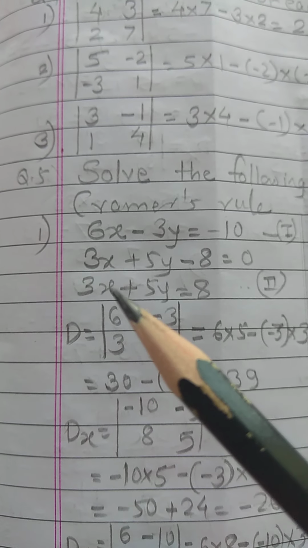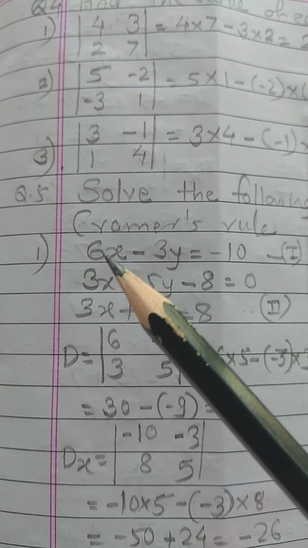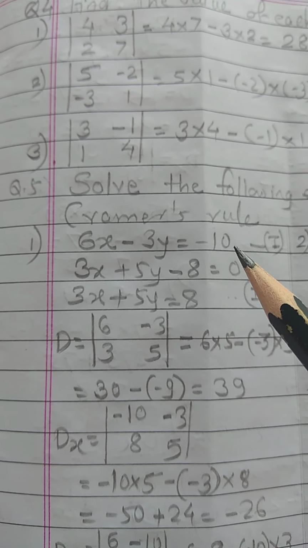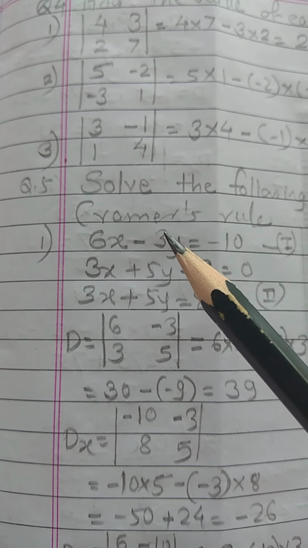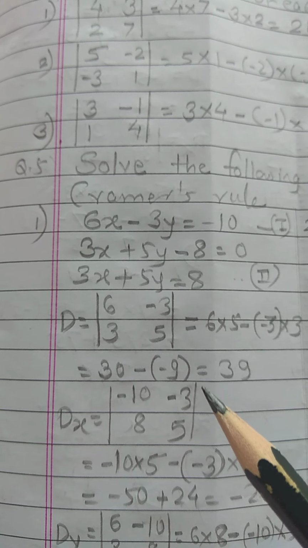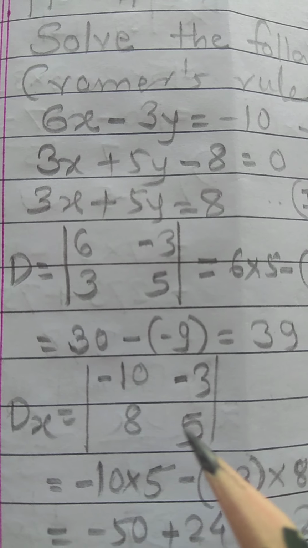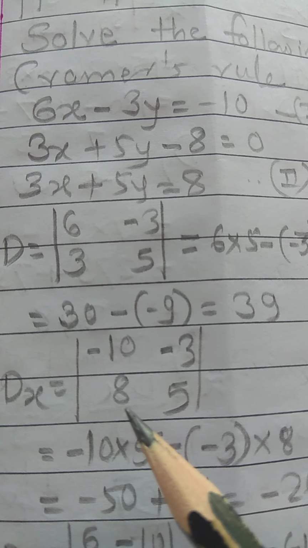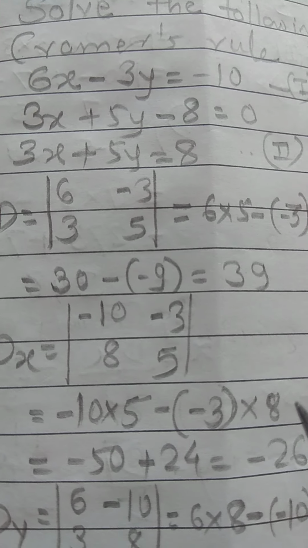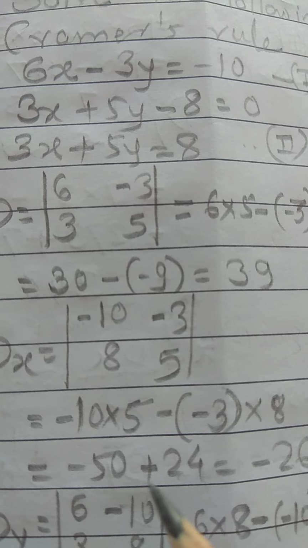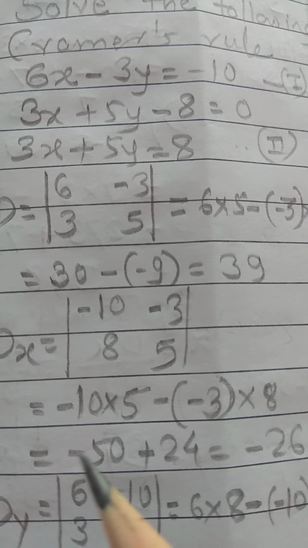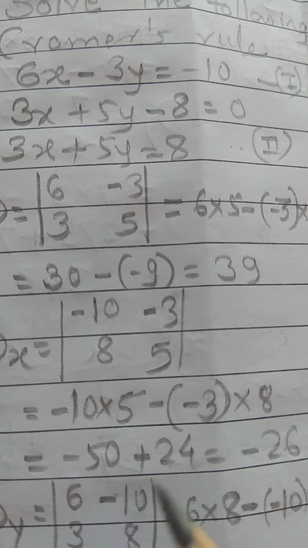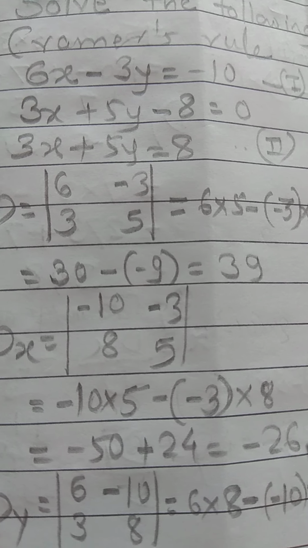For dx, we will not write the coefficients of x. In place of that, we will write the constants from the other side. So it is minus 10, 8. Coefficients of y as they are, minus 3, 5. So minus 10 into 5 will give you minus 50. Minus 3 into 8 will give you minus 24. Minus of minus 24 will become plus 24. So subtraction will give you 26, with the bigger sign of minus. So it will be minus 26.